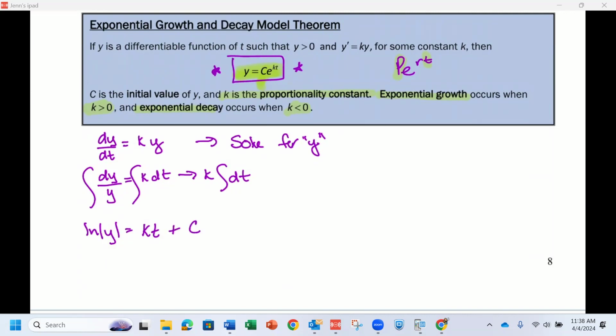Some of you forgot to do that on the last test. When you did your separation of variables, you forgot to add the C.